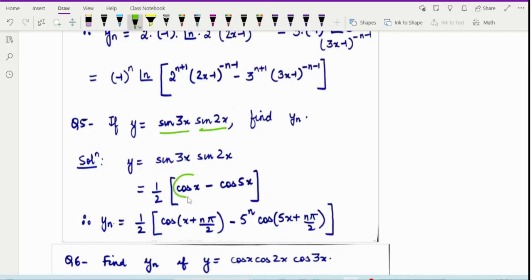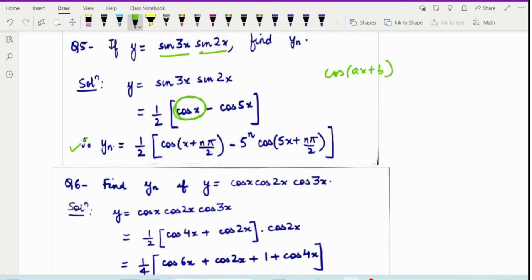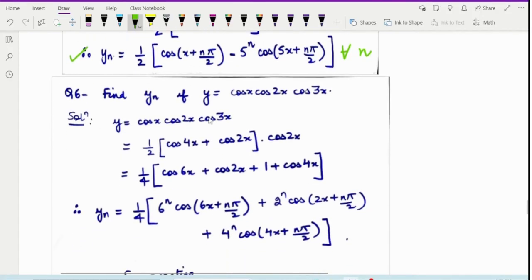Now for cos x, we have to visualize cos x as cos ax plus b type with a equal to 1 and b equal to 0, and similarly cos 5x as cos ax plus b with a equal to 5 and b equal to 0, and just applying the formula you get your yn like this. This is also true for every n. Now instead of the product of two sines, you could have a product of three sines or three cosines as we have in the next question.